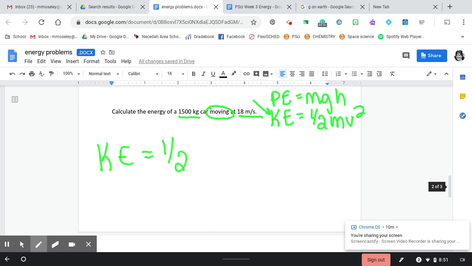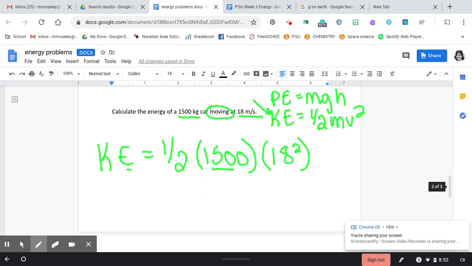So kinetic energy is equal to 1/2 the mass of an object, which is 1,500, times the velocity of that object squared. And if the parentheses are confusing you, I always like to put my work in parentheses so I can see just like that the mass is this number. It helps me stay organized. So you don't have to have the parentheses. They are just there to help me organize my work.